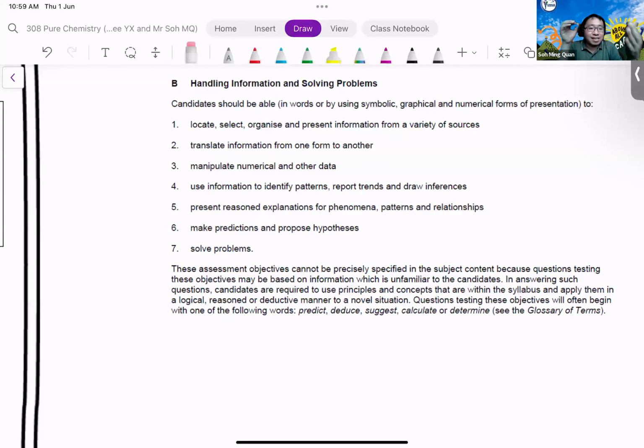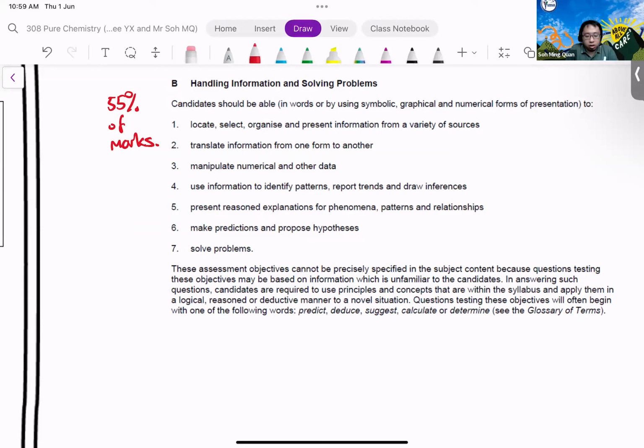There are 7 different skills here, if you like. 1, 2, 3, 4, 5, 6, 7. You can read it yourself. And these skills together will take up 55% of your marks. So as you can see, if you just know the content but don't have these skills, you won't score very well. And that's why we are practicing database to sharpen some of these skills.